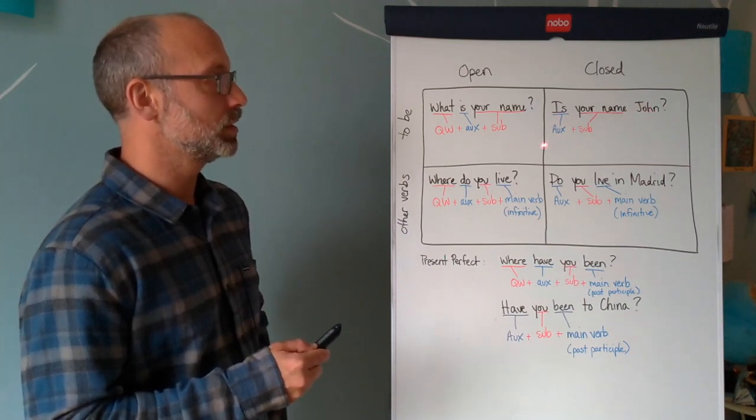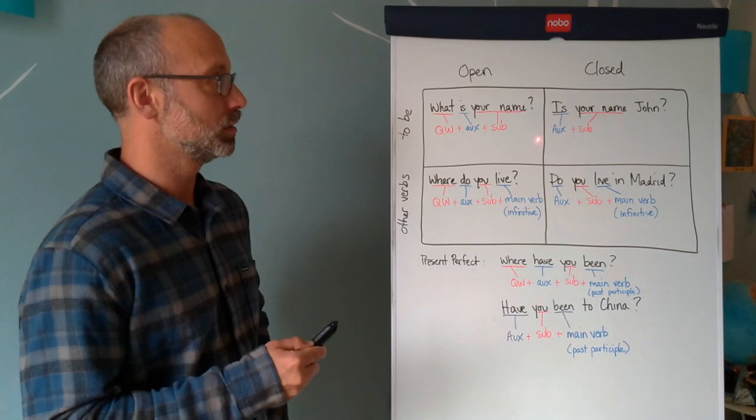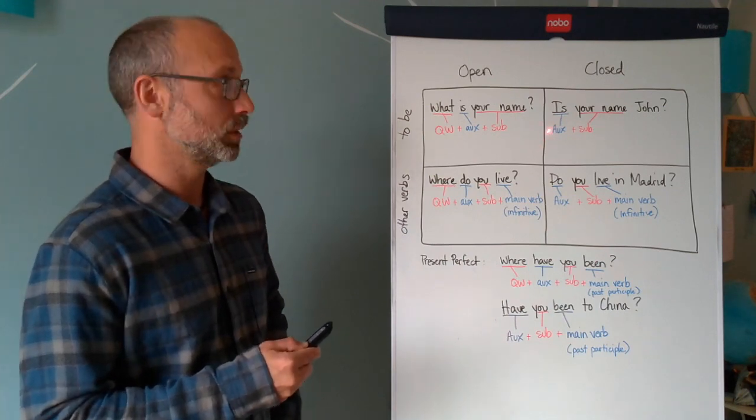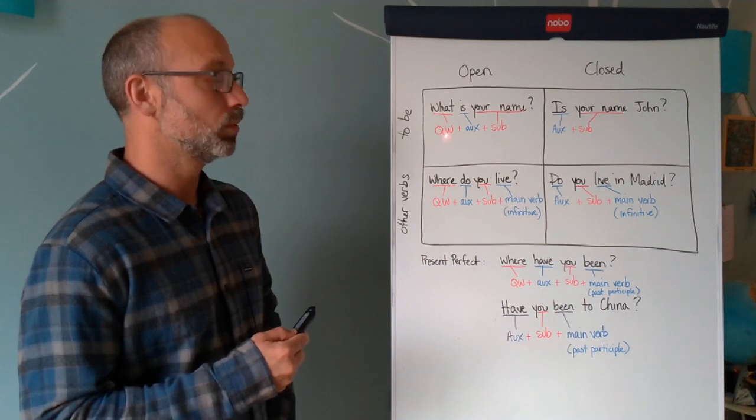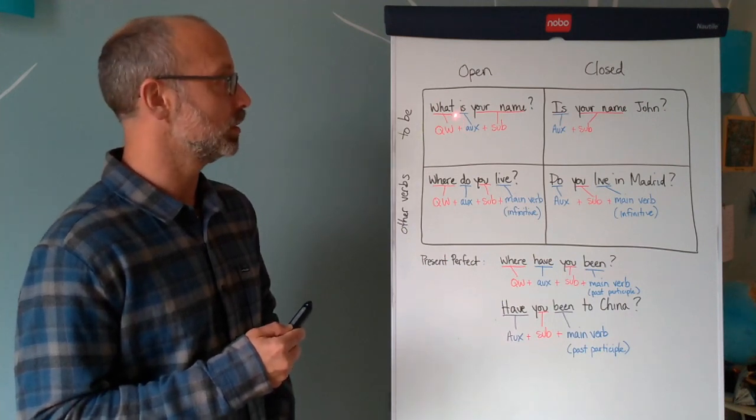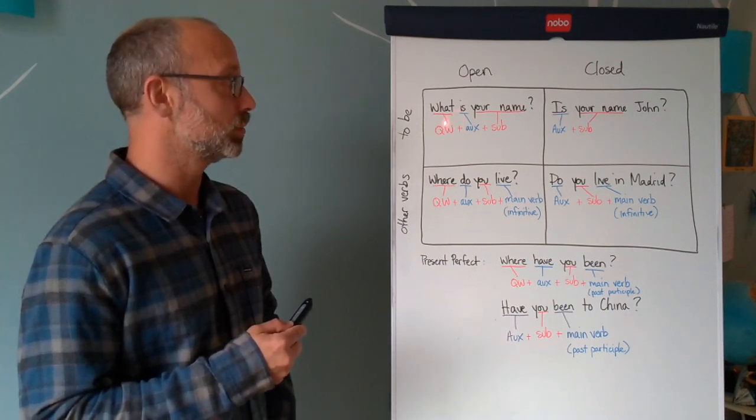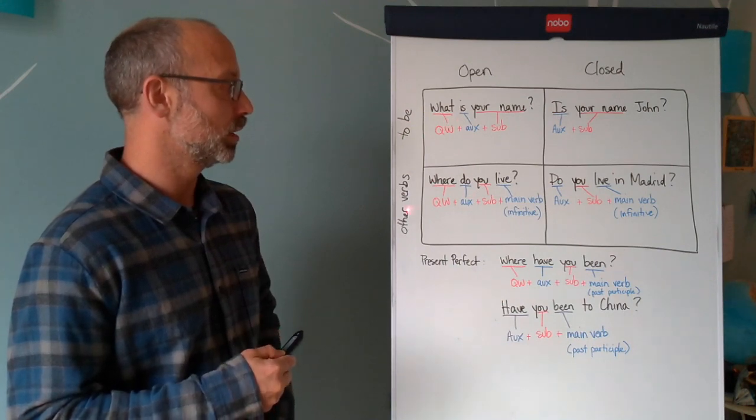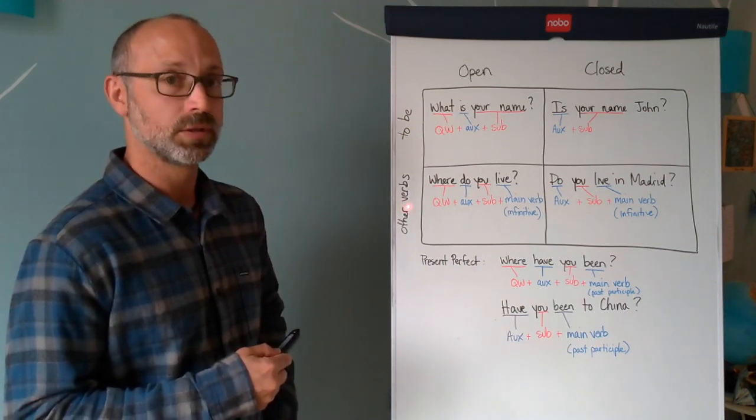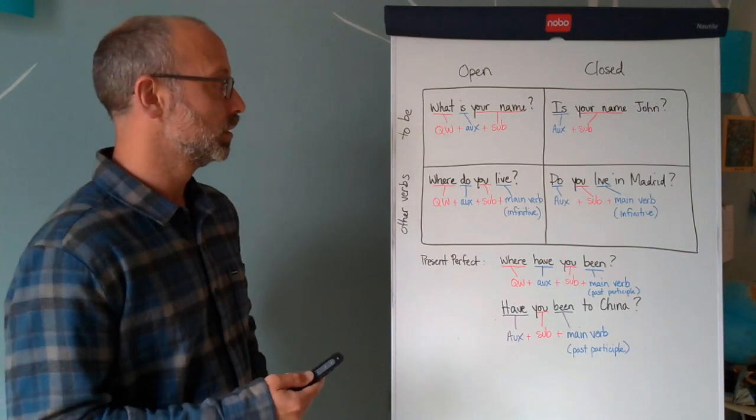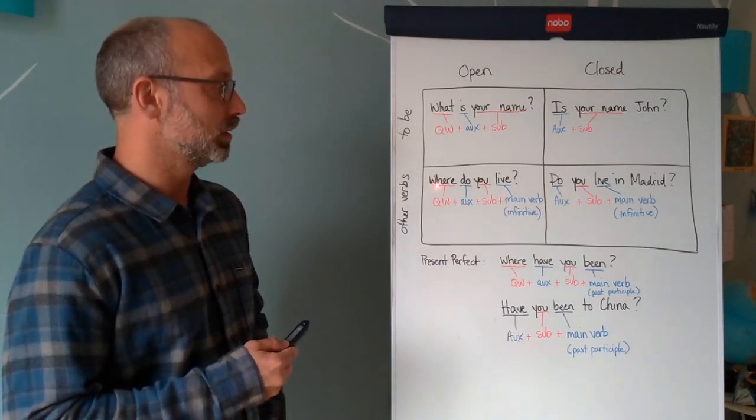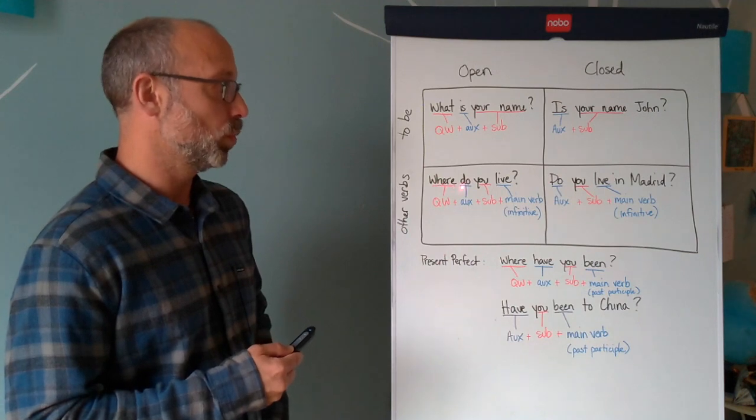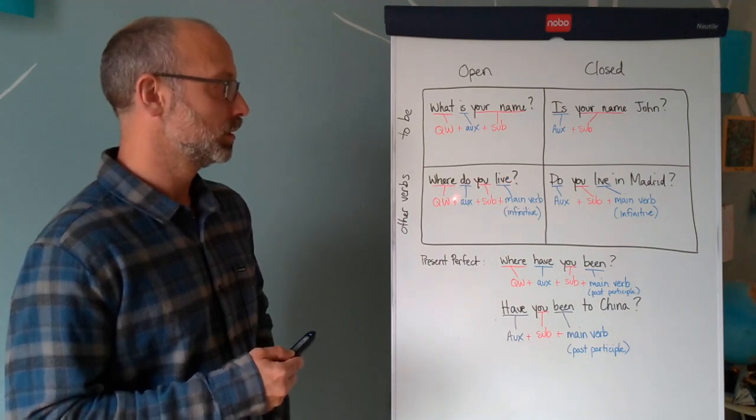So now we can see here that essentially to change between an open and a closed question, we have to eliminate this question word. But what do we have to do in order to change from a question with the verb to be to other verbs? A question with any other verb. Let's take a look. So here, we can take a look at this example. Where do you live?